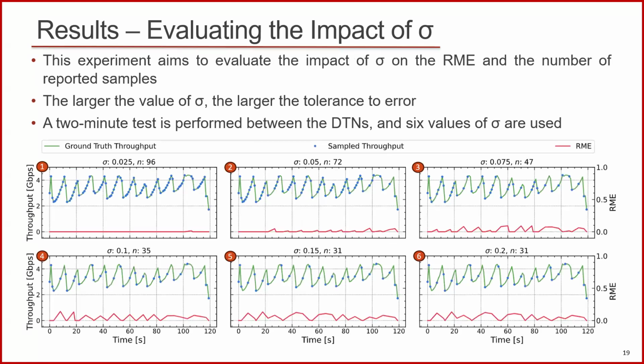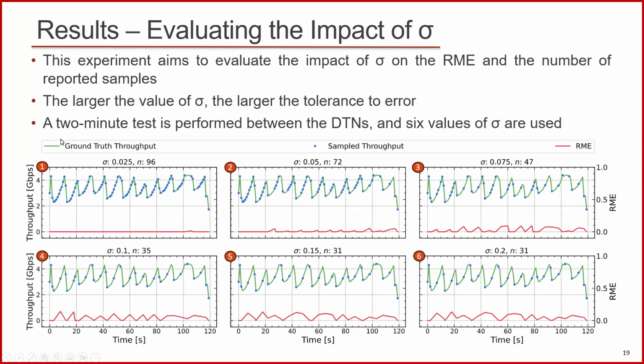So the first experiment we did was to evaluate the impact of sigma, or the error allowed by the adaptive model. We are evaluating the impact of sigma with respect to the RME and the number of reported samples, because again, we should reduce the RME while also reducing the number of observations we reported. The larger the value of sigma, the larger the tolerance to error, because M is bounded. It should be within sigma from unity, or M is between 1 minus sigma and 1 plus sigma.